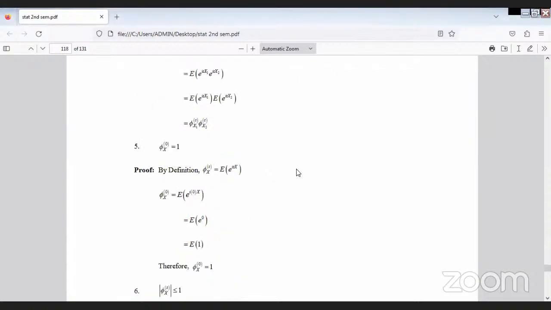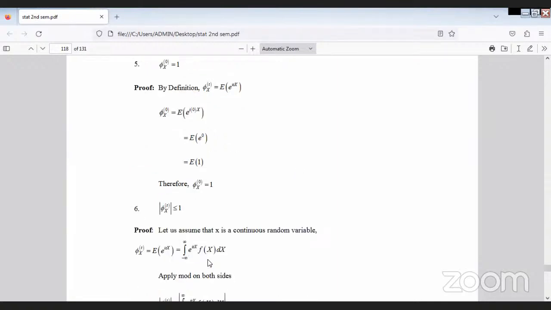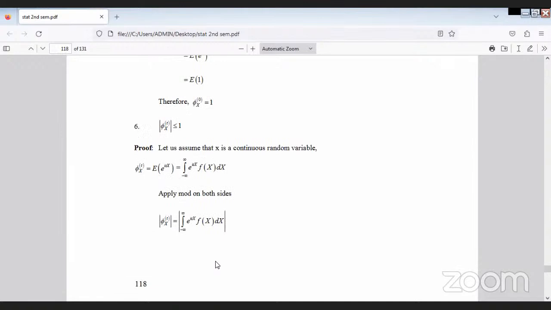So phi of x at 0 is equal to 1. By definition, phi of x at t is equal to e power itx. So putting t equal to 0, e power i into 0 into x, I am substituting here 0. What is the e power 0 value? One, sir. Okay. So therefore phi of x at 0 is equal to 1.